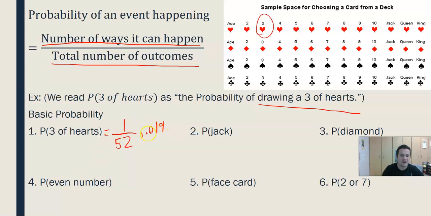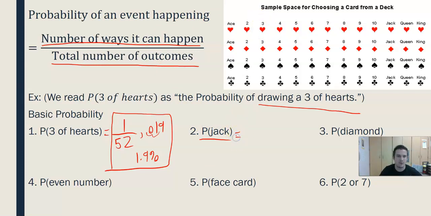And then if I write that as a percentage, moving this decimal over 2 places, I get 1.9%. So I want you to be able to write the probability in all 3 of these ways, as a fraction, as a decimal, and as a percentage. So there's a 1 in 52 chance of drawing a 3 of hearts out of this deck, or a 1.9% chance.